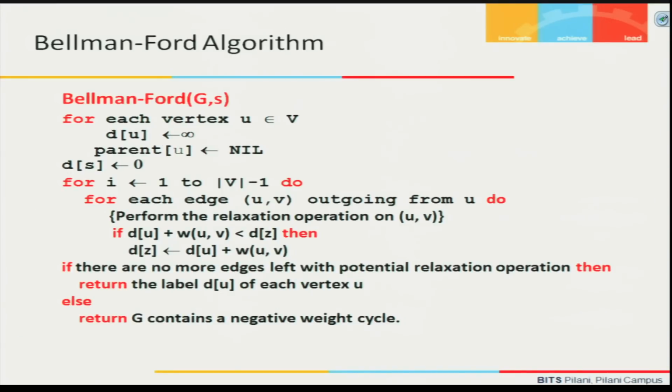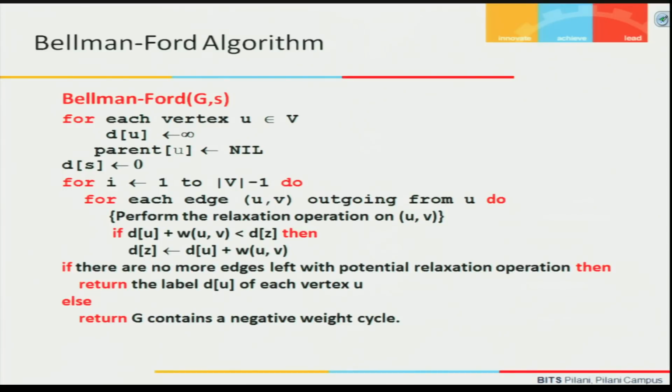So, in the Bellman-Ford algorithm, we are again going to start with the source vertex. We also use d values, which are first initialized to infinity other than the source vertex. Now, for every i from 1 to n minus 1, or v minus 1, and for every outgoing edge, we are going to do the relaxation.